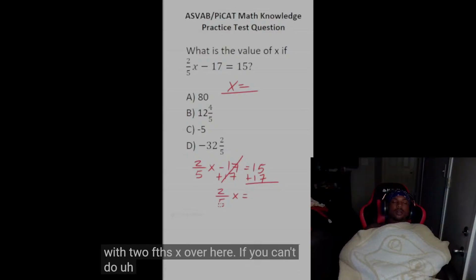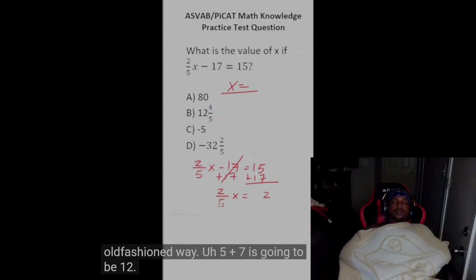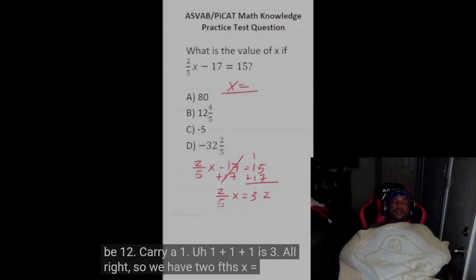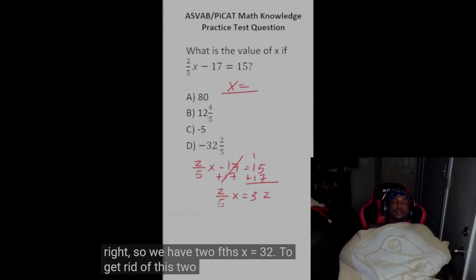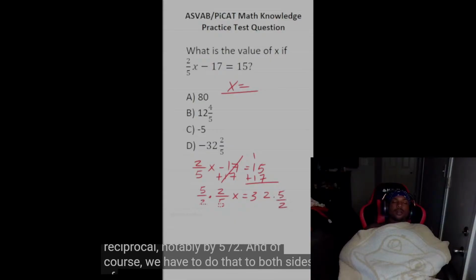If you can't do 15 plus 17 mentally, do it the old-fashioned way. 5 plus 7 is going to be 12. Carry a 1. 1 plus 1 plus 1 is 3. All right, so we have 2/5 x equals 32. To get rid of this 2/5 in front of x, we're going to multiply it by its reciprocal, notably by 5 over 2. And of course, we have to do that to both sides of the equation.